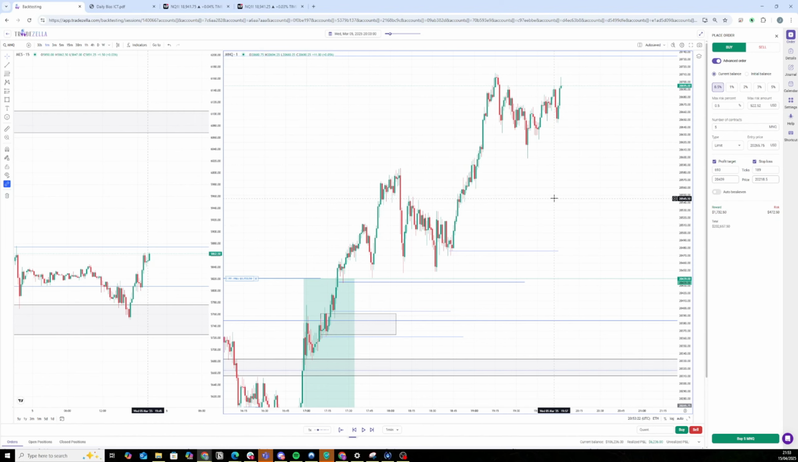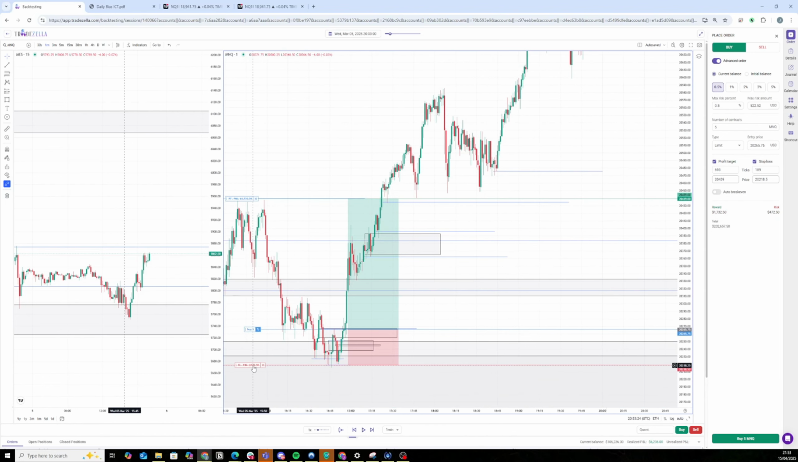How do you trail your stop loss in backtesting? You just drag and drop it, so you just move it into profit like this. You just keep dragging it up as you go. All right. Yes, this will be available to rewatch. Okay.